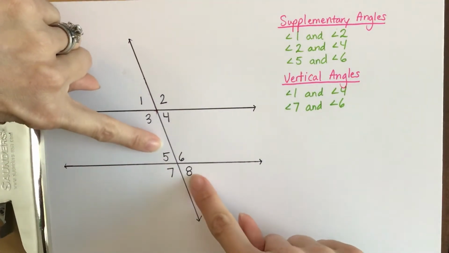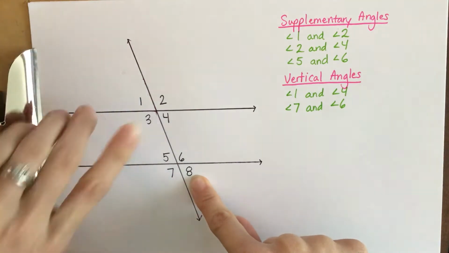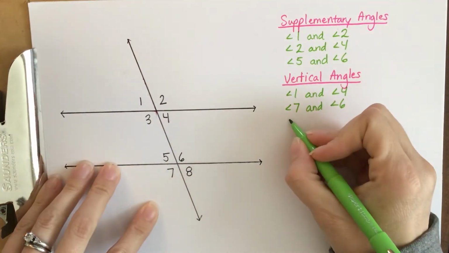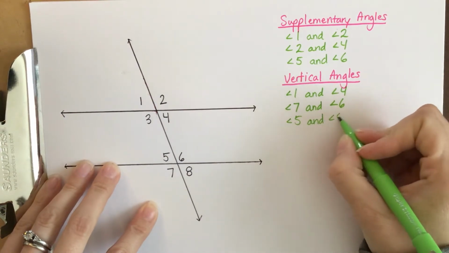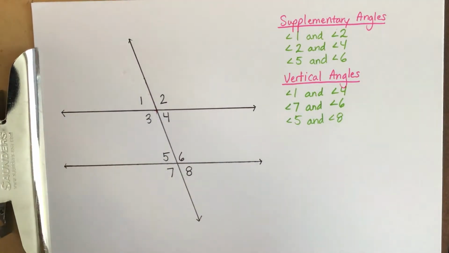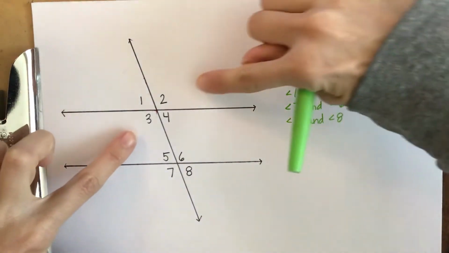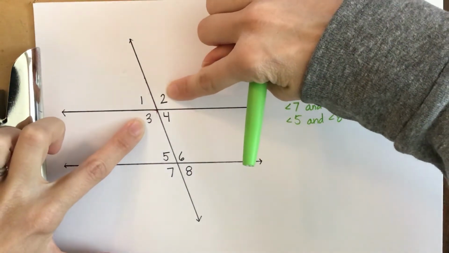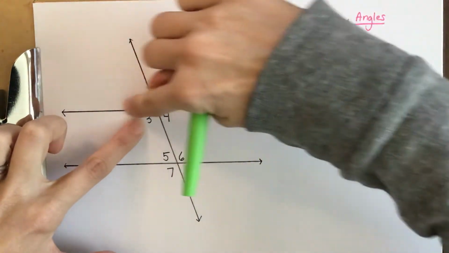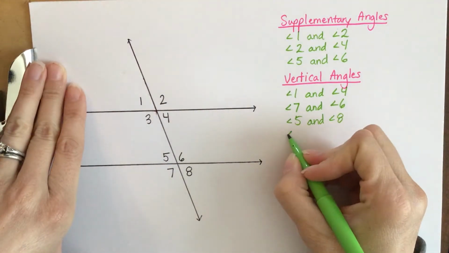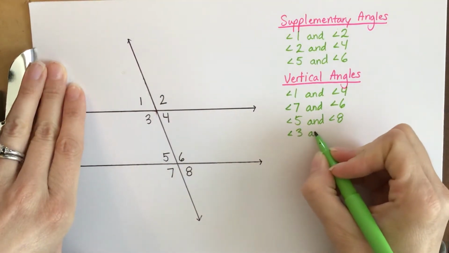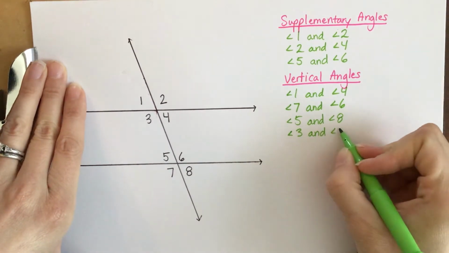We also see that 5 and 8 are vertical angles. They're created by intersecting lines, and they're directly across from each other. And I can list all 4 because there's only 4 sets. The last one is 3 and 2. These two lines right here intersect, creating those two angles, and they are considered congruent vertical angles.